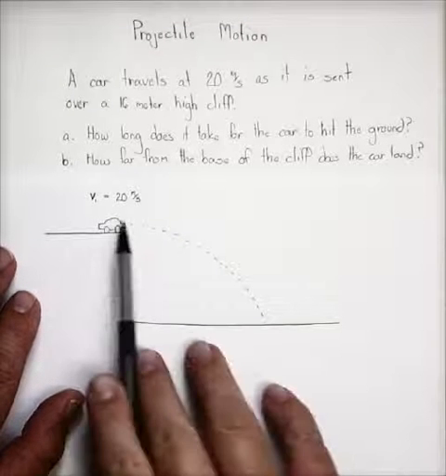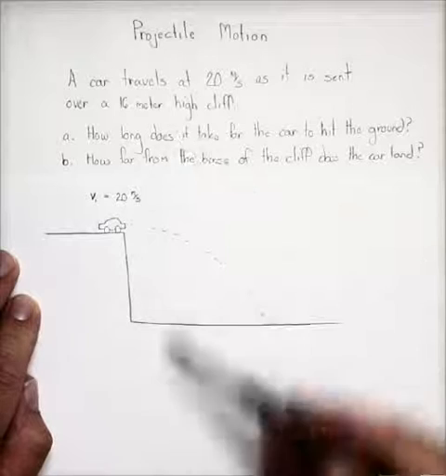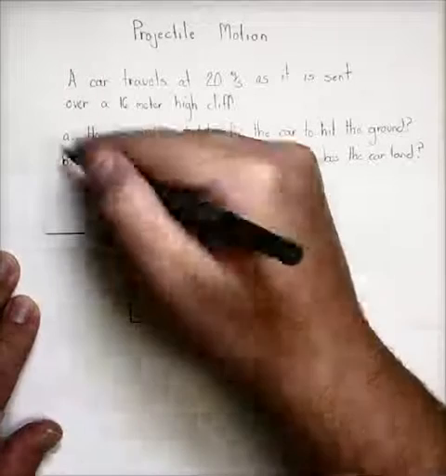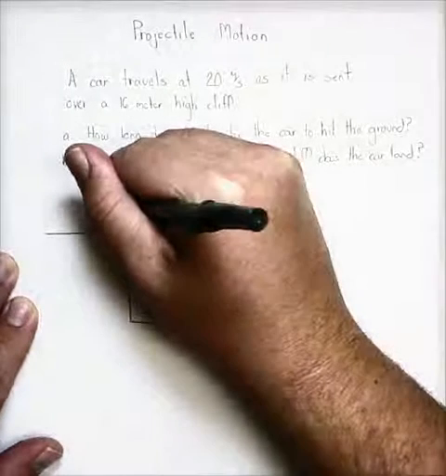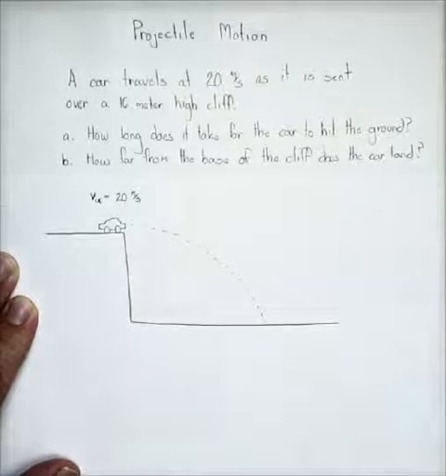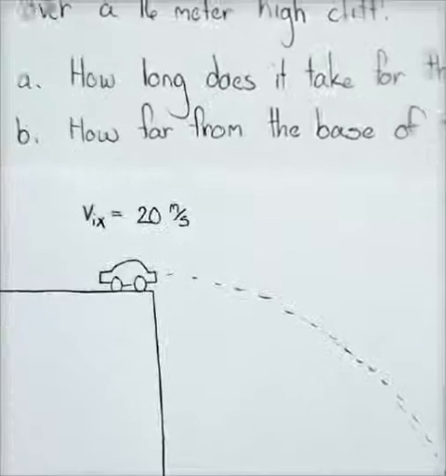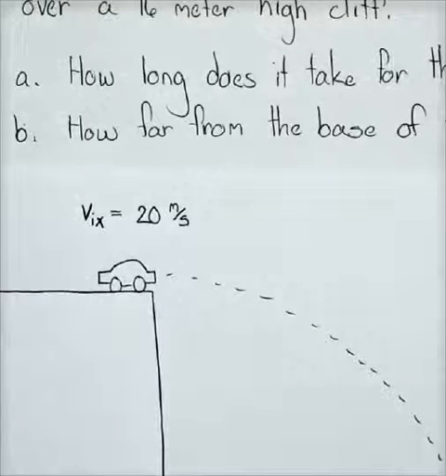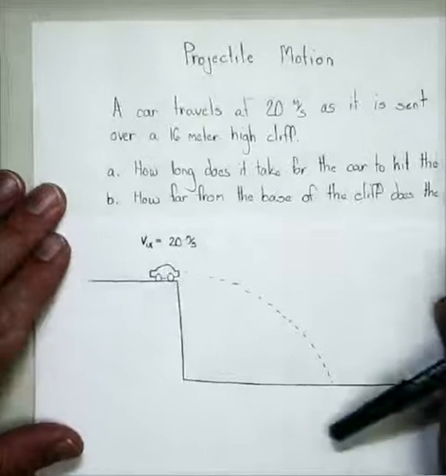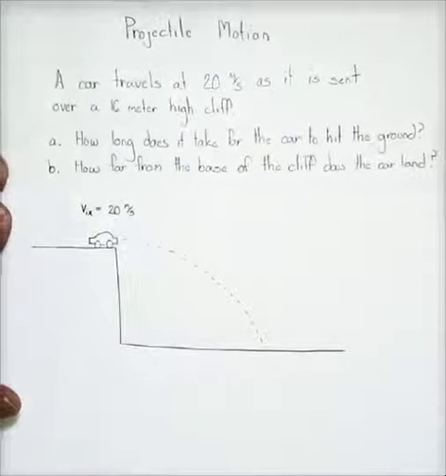So we need to know, is this initial velocity in the x direction or in the y direction? In this case it's in the x direction, so I will indicate that by putting a subscript x next to that. And if I were to zoom in on this, you can see that I just said the initial velocity in the x direction is 20 meters per second. So we'll zoom out here and get back to an appropriate scale.